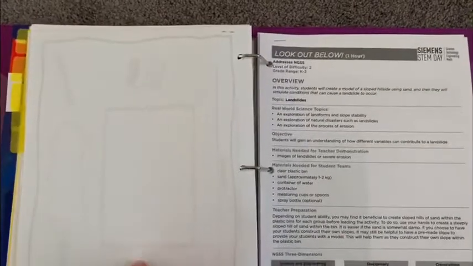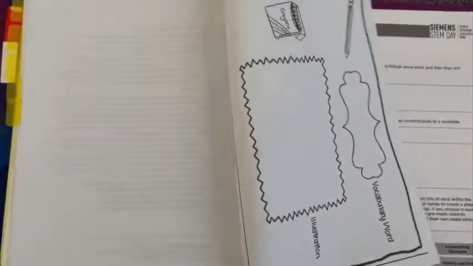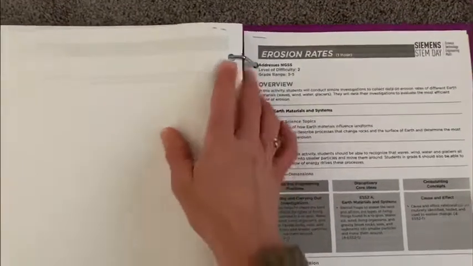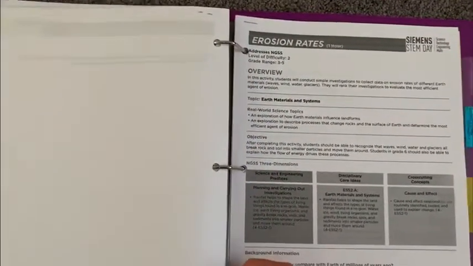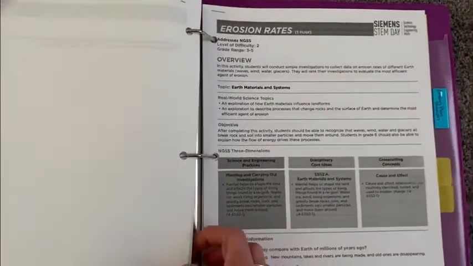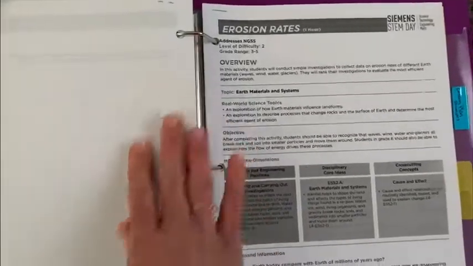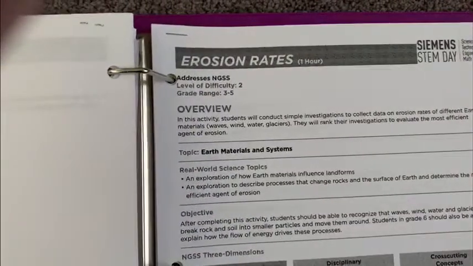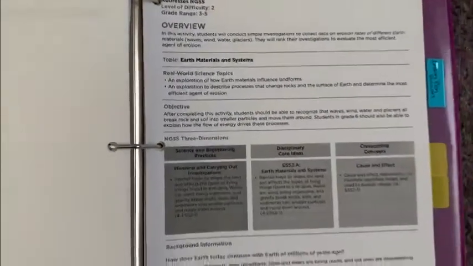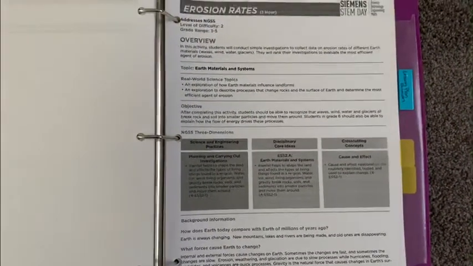And I even added these to the back. This one's about landslides. This one is about erosion rates, and this is on Simon's STEM day, which again I really like because it gives you the level of difficulty in the grade range and all of that stuff, so you're not guessing, is this too easy or too hard for my kids?